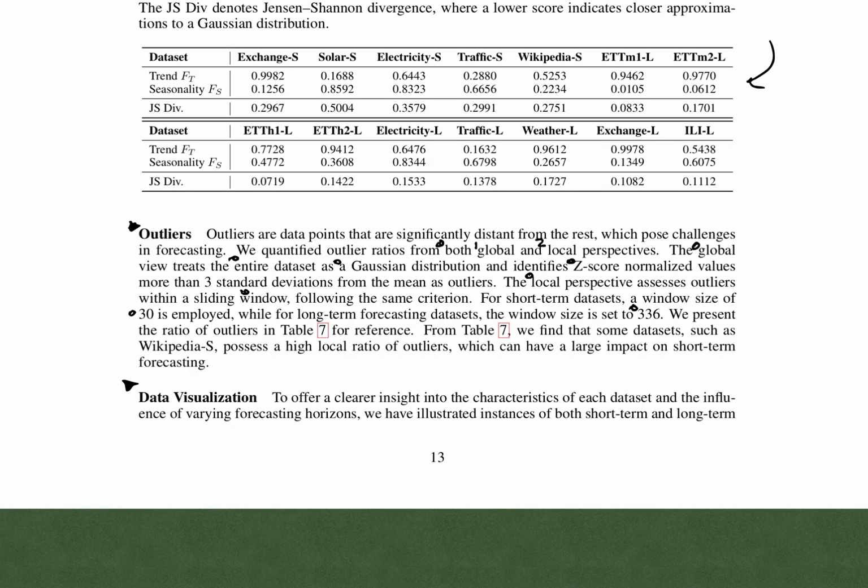Next, they deal with the outliers. So outliers, they have global outliers and local perspective. The global view is going to take the entire data set as a Gaussian distribution and use the z-score normalization. The local perspective, again, has to rely on a window. So again, you have a 30 and 336. So this result is shown in table 7.